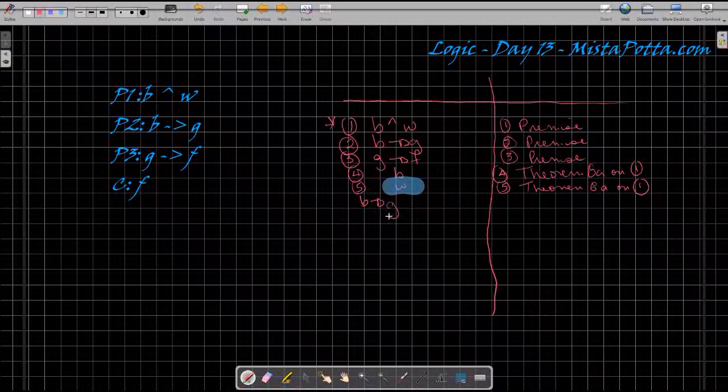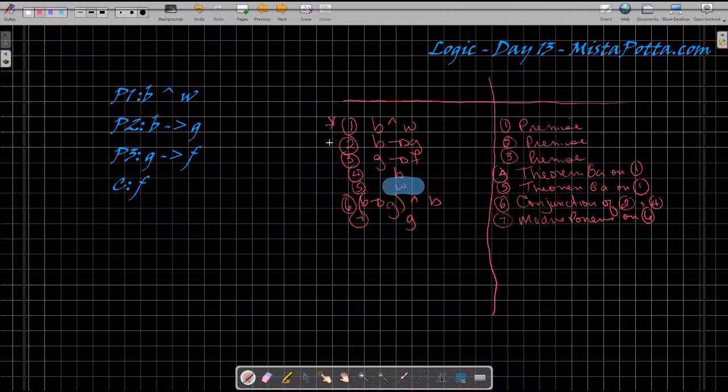B conditional G and B. So if I do the conjunction of 2 and 4, this is a modus ponens situation. And that's going to give me just plain old G. But G is not my conclusion. F is my conclusion. So I need to continue.